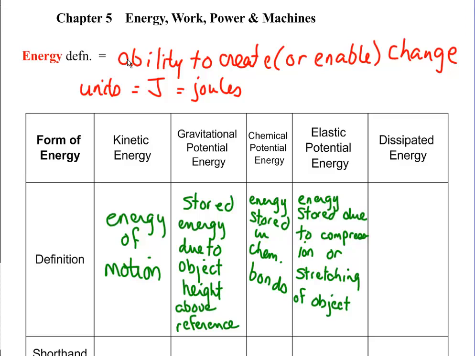The last type of energy we're going to categorize as dissipated energy. Dissipated energy is energy that we can't use to change an object's behavior, to change its position, to make an object change its motion. So it's still energy, and there are many types of energy that we use that we would classify as dissipated energy. But we're going to define dissipated energy as energy that's not able to be used to change the object's motion or position.